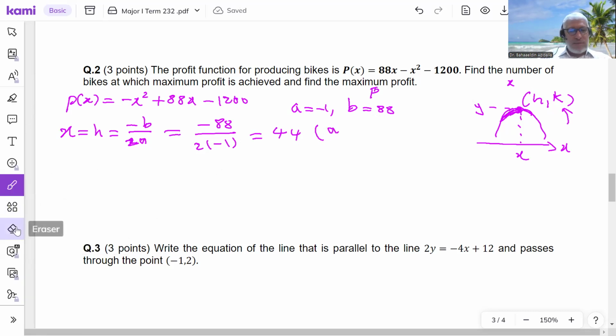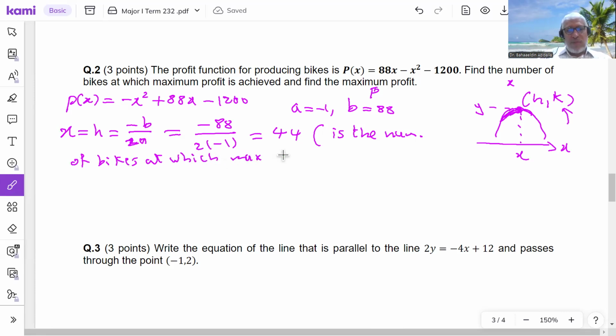44 is the number of bikes at which maximum profit is achieved. So if he wants to achieve the maximum profit, he must sell 44 bikes only.